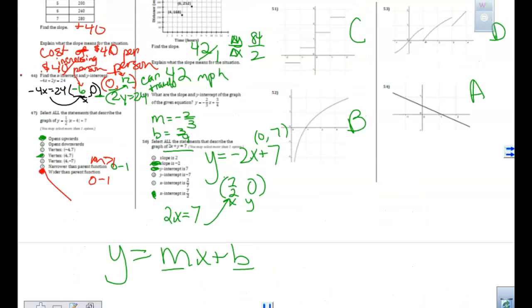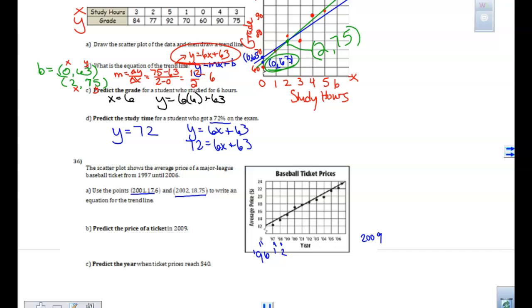Anyone else for questions as we were looking at our parent function plot? All right. They say use the points 2001, 17.6, and 2002, 18.75. So if we're going to write our trend line, the first thing we need is our slope. If I'm going to find the slope, what did you use in your numerator? I did 18.75 minus 17.6. We're going to take 2002 minus 2001, so we get 1 in our denominator, and in our numerator, we get 1.15.